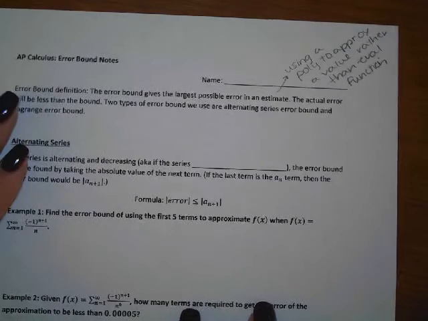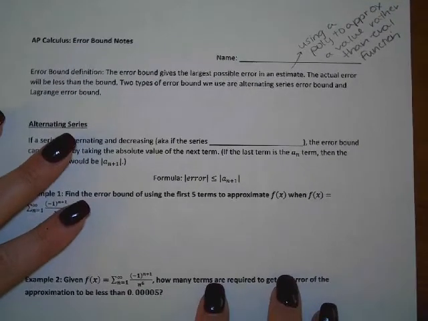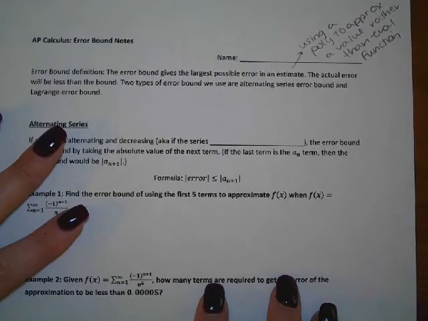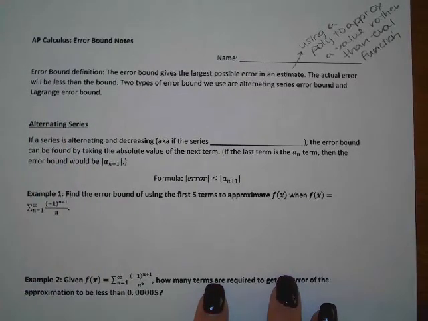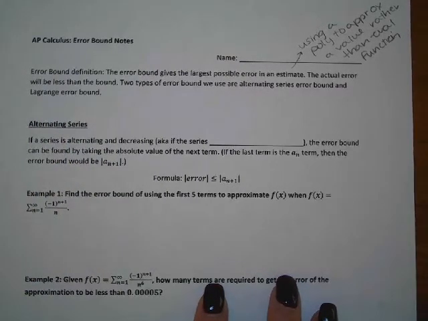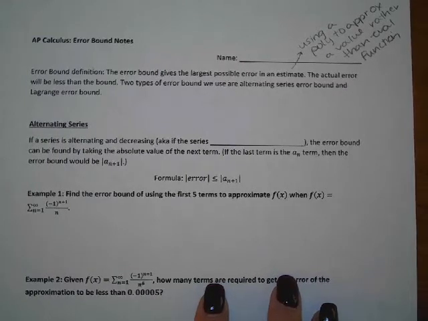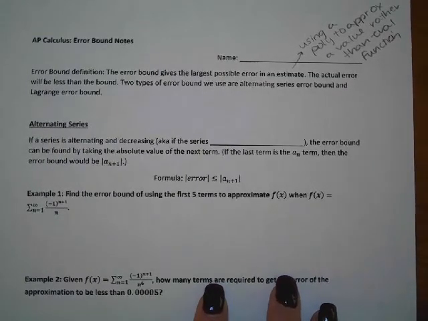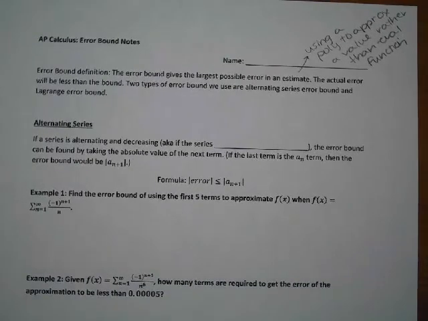All right, so there are two types of error bound that we're going to look at. One is the alternating series error bound. The other is Lagrange error bound. And alternating series is a little bit easier, so that's what we're going to start off with. The true evaluation of a function would be the entire infinite series. Every single term of the series is exactly what you would get if you evaluated the function. But we're not going to spend our whole lives doing these problems. So that means we're going to use partial sums of a series to evaluate the functions approximately.